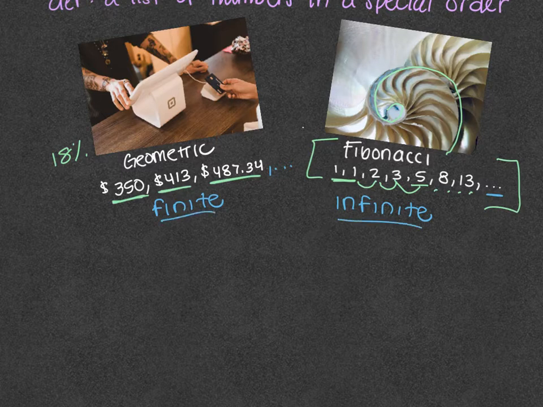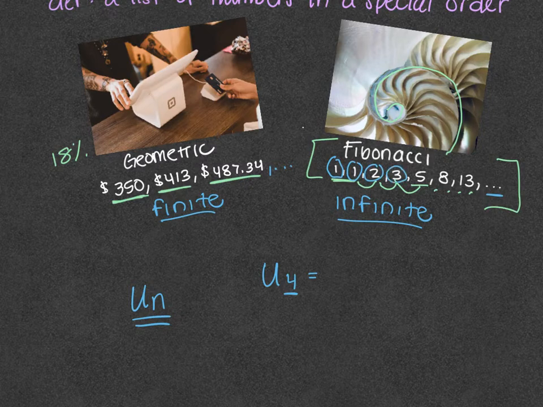So finite and infinite. And then as far as notation goes, we use what's called U sub n, and this represents a term in the sequence, and n is the position of that term. So for example, if in my Fibonacci sequence, I wanted to find U sub 4, what this is asking for is what is the value of the 4th term. So I would look up here, this is my first term, second term, third term, 4th term. So U sub 4 would be equal to 3 in my Fibonacci sequence.